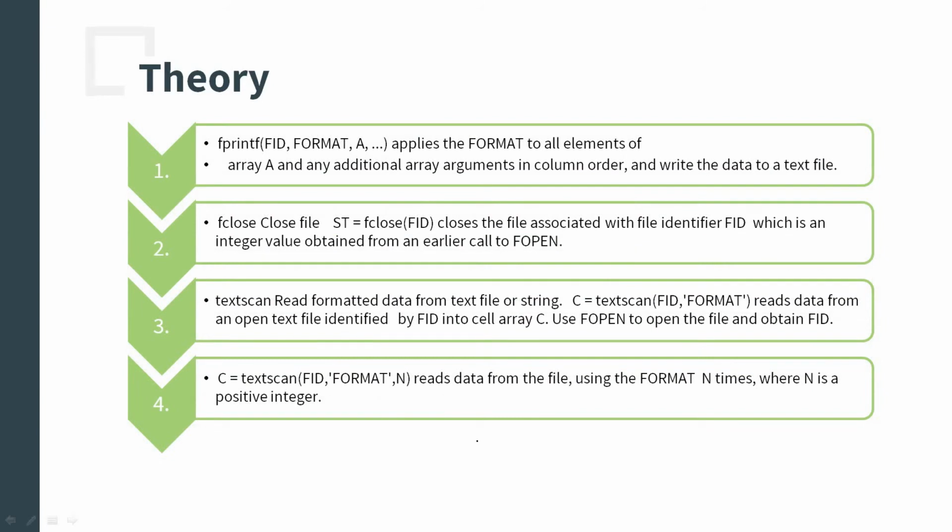And fprintf applies the format to all elements of array A and additional array arguments in column order, and writes the data to the text file. To write the data to a text file, we use fprintf. fclose will close the file associated with the file identifier. If you open a file identifier, fclose will be used to close the file.